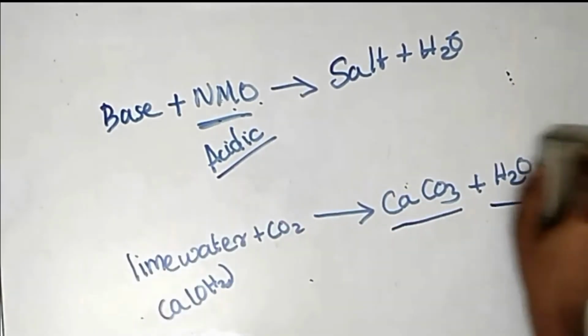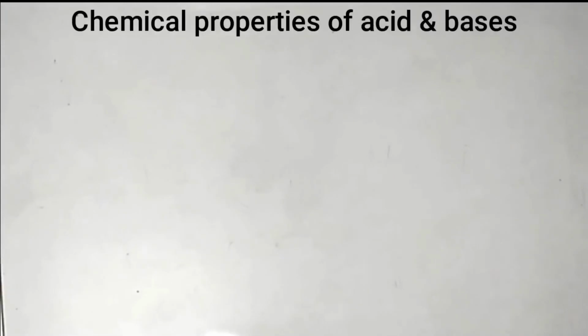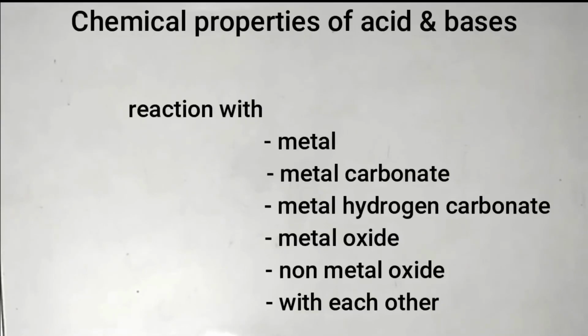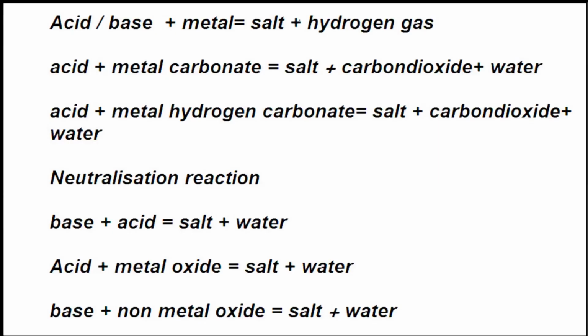So let's conclude. Today we studied the chemical properties of the acids and the bases. That is, the reaction of the acids and bases with the metal carbonates, metal hydrogen carbonates, metal oxides, and non-metal oxides. The reaction between the acid and the base is a neutralization reaction. When an acid and a base react with a metal, both give salt and hydrogen gas. There we studied the test for hydrogen gas, that is, when hydrogen gas is shone in the flame, it burns with a pop sound.